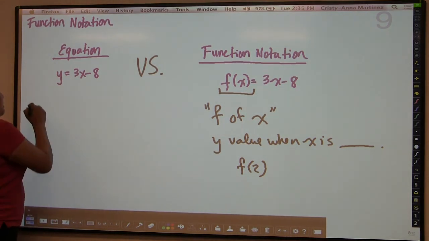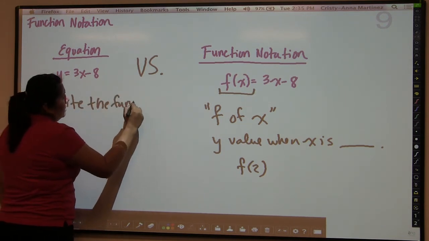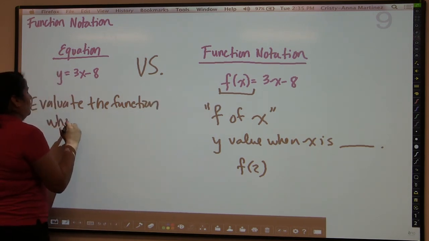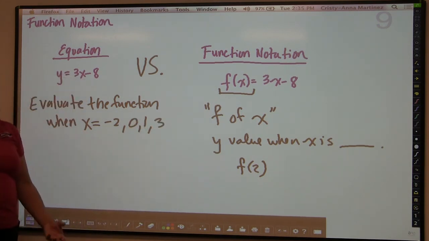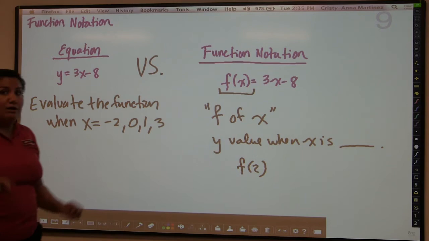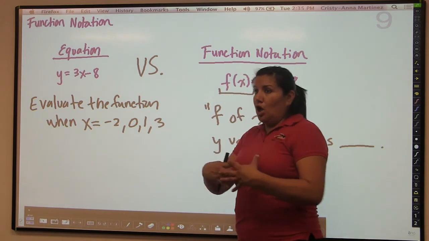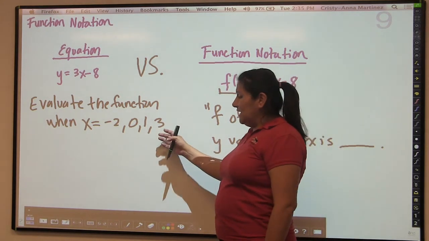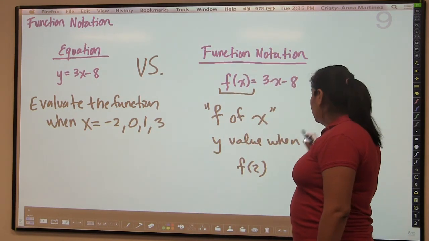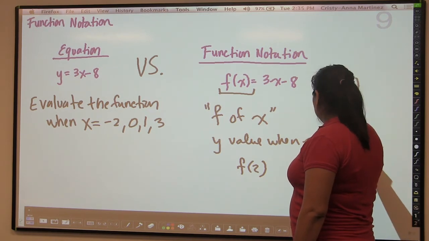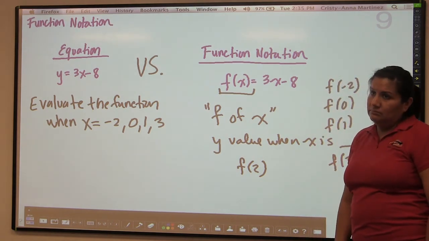In this case, I would have to say, evaluate the function when, I'm already tired, x equals -2, 0, 1, and 3. And we did this already in a previous lesson, where you had replacement sets, and you replaced the variable with the different numbers, and that was like a long sentence, okay? Well, I can very easily tell you to do the exact same thing in function notation a lot faster. I could just say find f of -2, find f of 0, find f of 1, find f of 3. Bam. Okay?